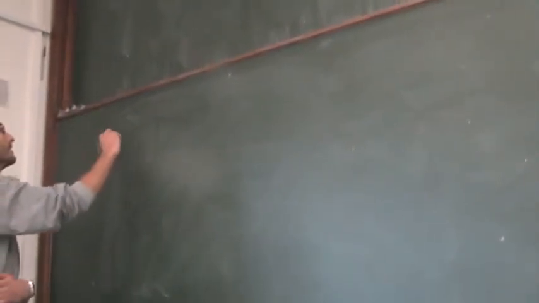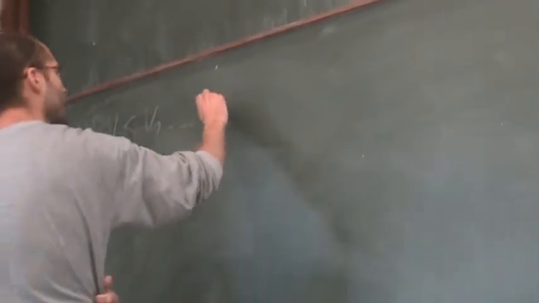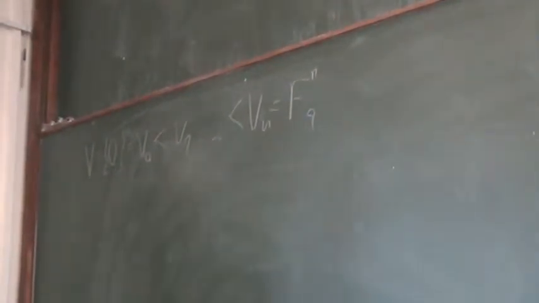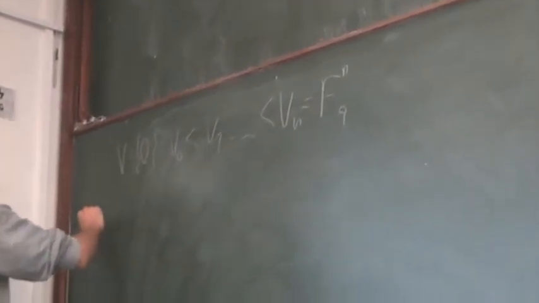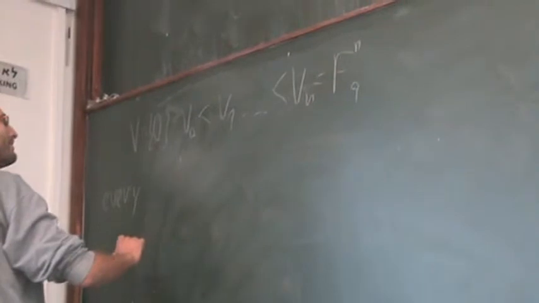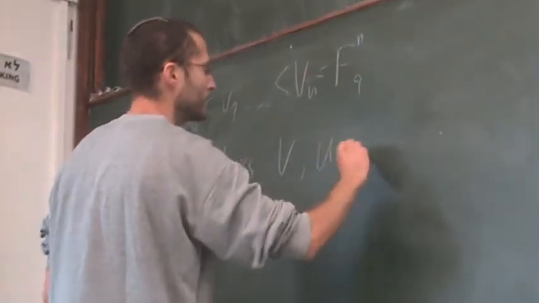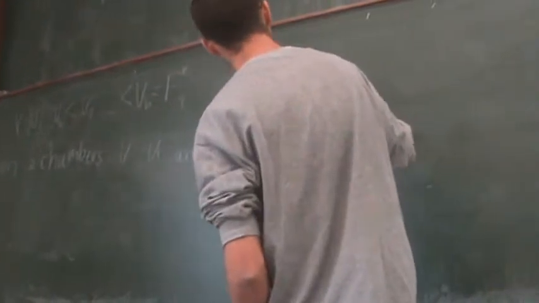Showing that there is such a gallery. Now, it will make the proof more aesthetic if we allow the gallery to be something like this. We allow a trivial subspace. And then what we want to prove is that, as Alex just reminded us, every gallery, every, what do we call them? Chambers, every two chambers V and U are connected by a gallery.